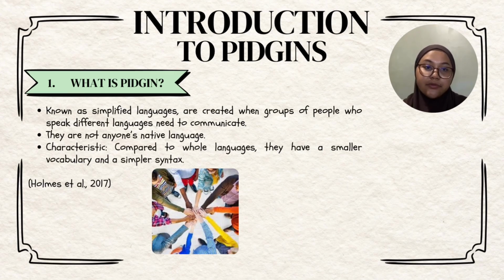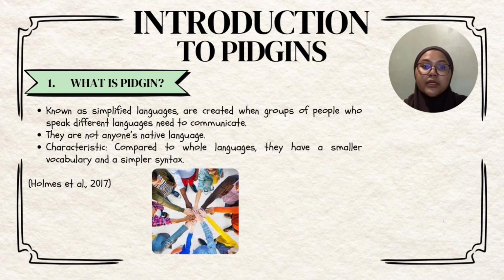Now let's look briefly at pidgins. A pidgin is a simplified language that develops when people from different language groups need to communicate, often for trade. Pidgins usually have no native speakers and are very basic at first.